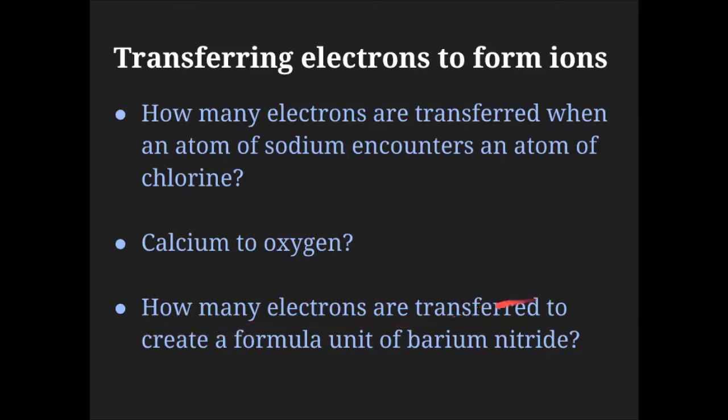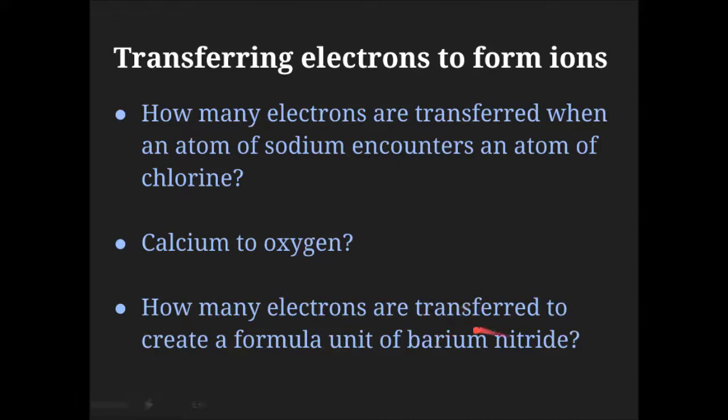Lastly, how many electrons would have to be transferred to create a formula unit of barium nitride? Barium has how many valence electrons? Two. And nitride has how many valence electrons? It has five. And so since nitride has five valence electrons and it's looking to have eight, it's looking to gain three. One barium is not going to be able to satisfy the electron needs of one nitrogen to make it nitride.